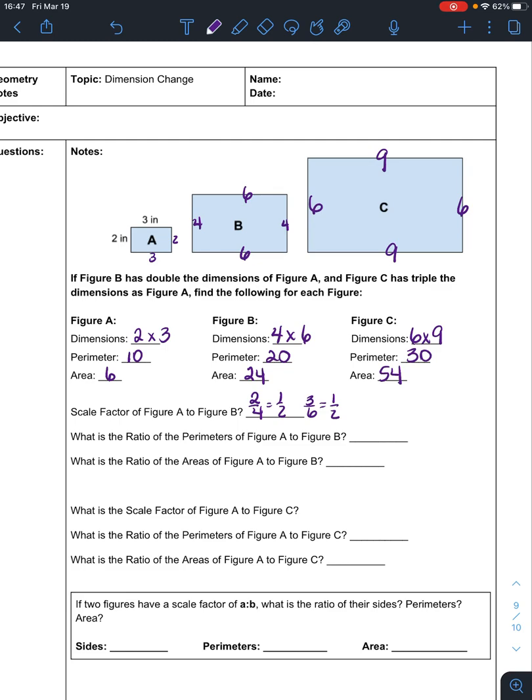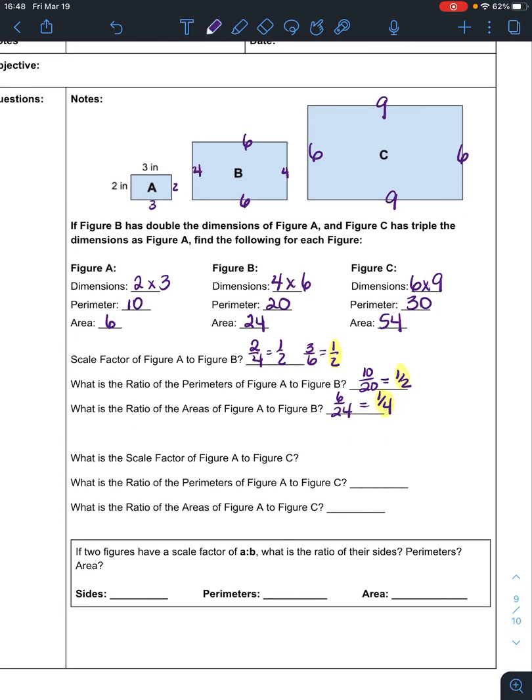What is the ratio of the perimeters? So let's look at our perimeters. We did A over B, so we did 10 over 20, which is also 1/2. And then we did the ratio of our areas. That would be 6 over 24. Let's reduce that down to 1 over 4. So that's kind of interesting. We notice that our sides and our perimeter have the same ratio, and then our area is different.